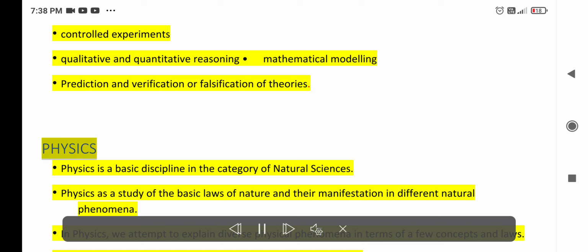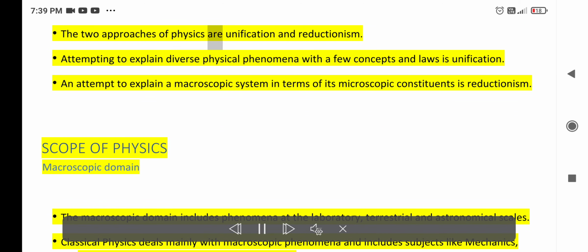Physics. Physics is a basic discipline in the category of natural sciences. Physics is a study of the basic laws of nature and their manifestation in different natural phenomena. In physics, we attempt to explain diverse physical phenomena in terms of a few concepts and laws. The two approaches of physics are unification and reductionism. Attempting to explain diverse physical phenomena with a few concepts and laws is unification. An attempt to explain a macroscopic system in terms of its microscopic constituents is reductionism.